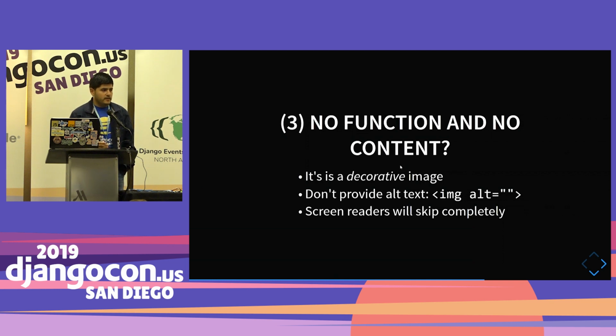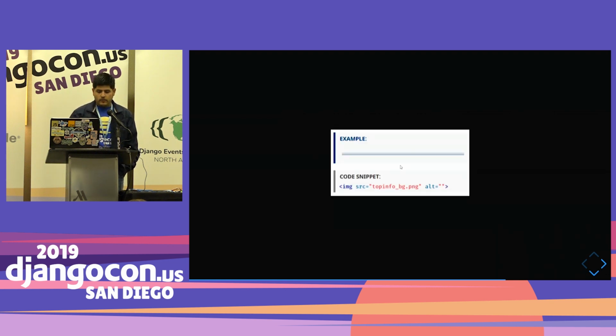And lastly, if the image is not functional and doesn't have any content, then it's decorative. We don't provide an alternative text, we just leave the alt attribute empty. And this is back to what I was saying before, that if you don't provide the alt attribute at all, the screen reader is just going to announce the whole URL, and that's going to be a terrible experience for your screen reader users. You're just going to get a huge URL spelled out for them. And when you leave the alt attribute empty, the screen readers are going to skip the image completely. So in this example, the ordered image, just leave it empty, and it's going to be skipped completely by the screen reader.